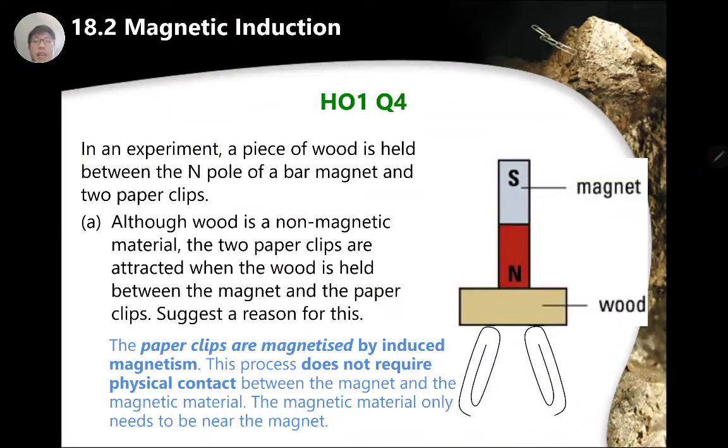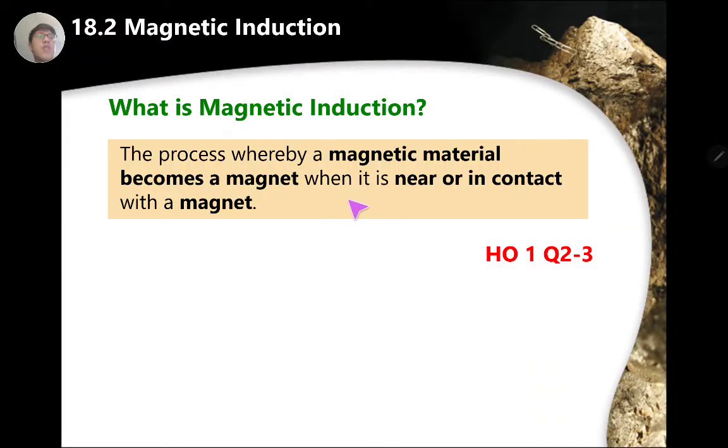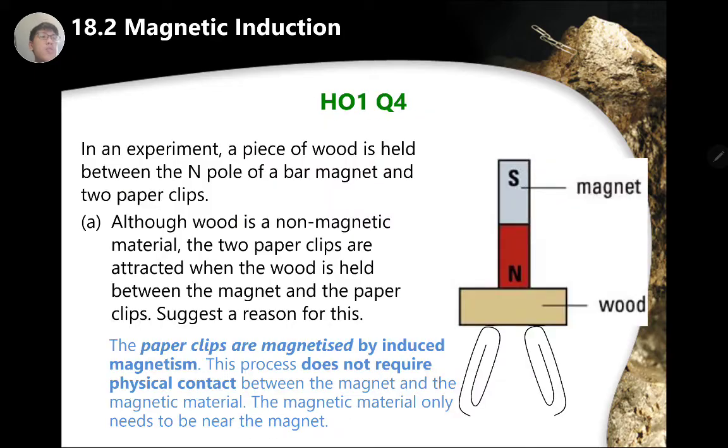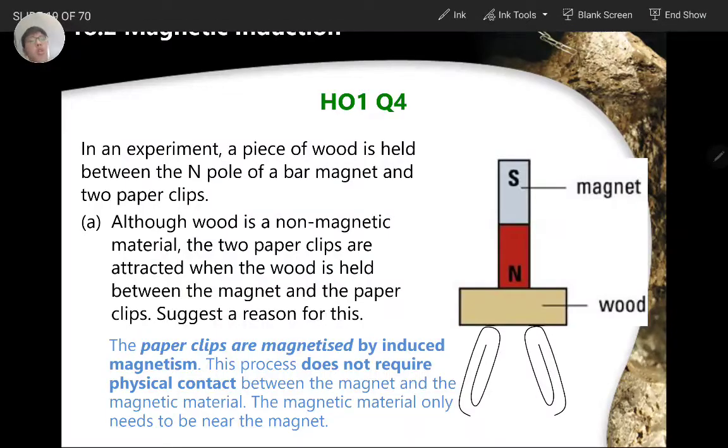The paper clips are magnetized by induced magnetism. This process does not require physical contact between the magnet and the magnetic material. Right? So if you look here, earlier I said that iron becomes a magnet when it is near or in contact. Okay? It doesn't have to be in contact. Being near is enough. So paper clips are in fact magnetized by induced magnetism, and this process does not require physical contact, so the magnetic material only needs to be near the magnet, so that is why it's attracted. Okay, so it actually becomes a magnet and then it's attracted. Alright, okay, cool.